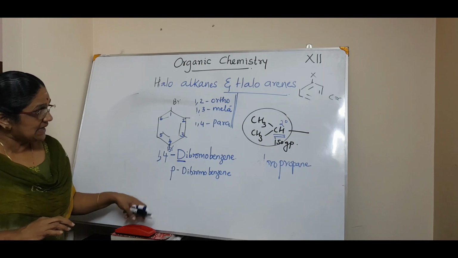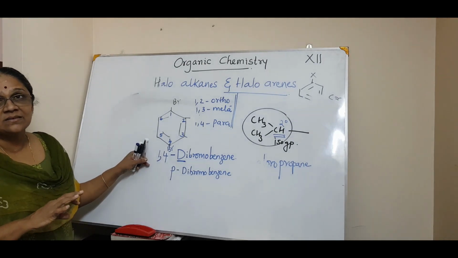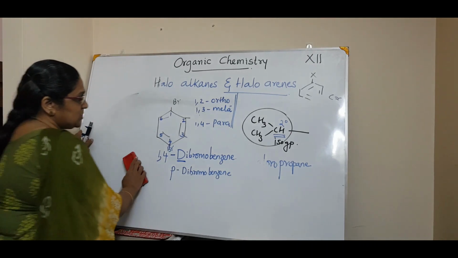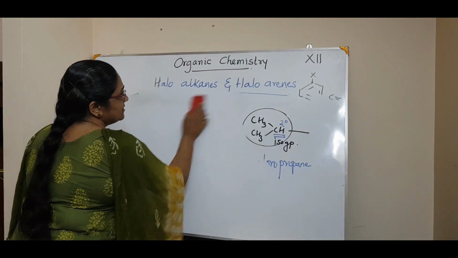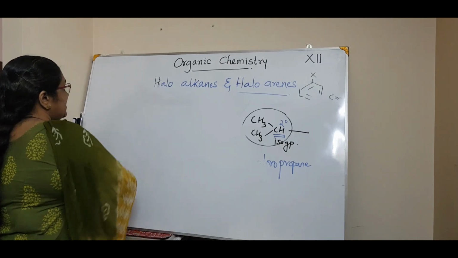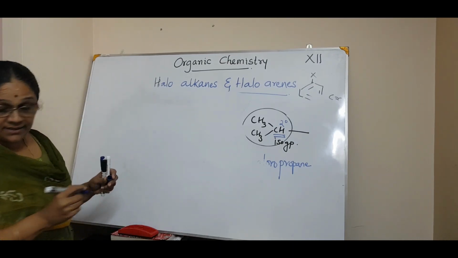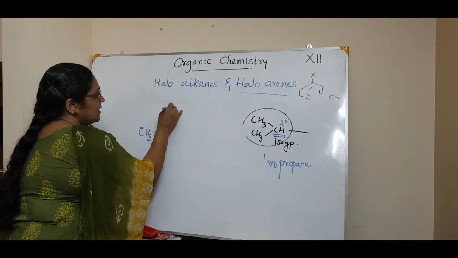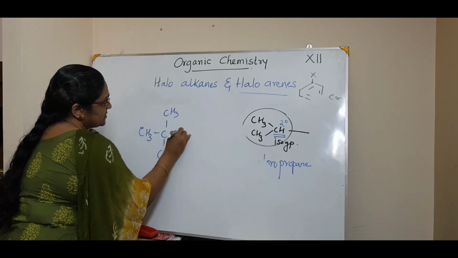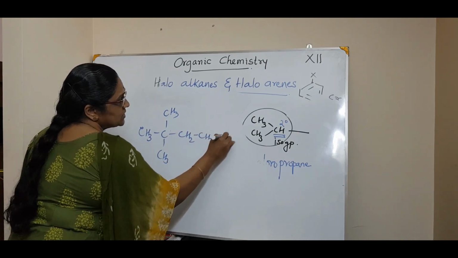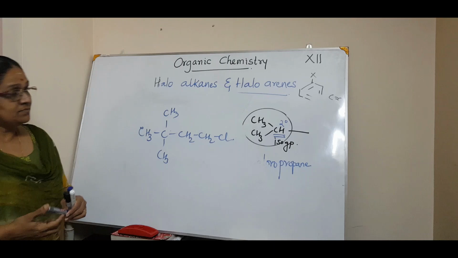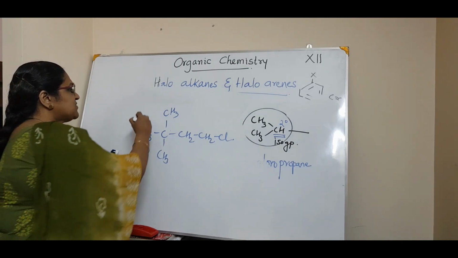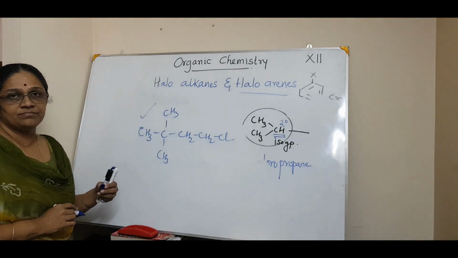Okay. Now one more example I will give you. So hope you are clear with this. Just one more example, just to give you a revision, to remember what you have studied last year also. That is CH3, CH3, CH3, CH2, CH2, CH. Name it. How do you name it? I want only the IUPAC. You just write the IUPAC naming.